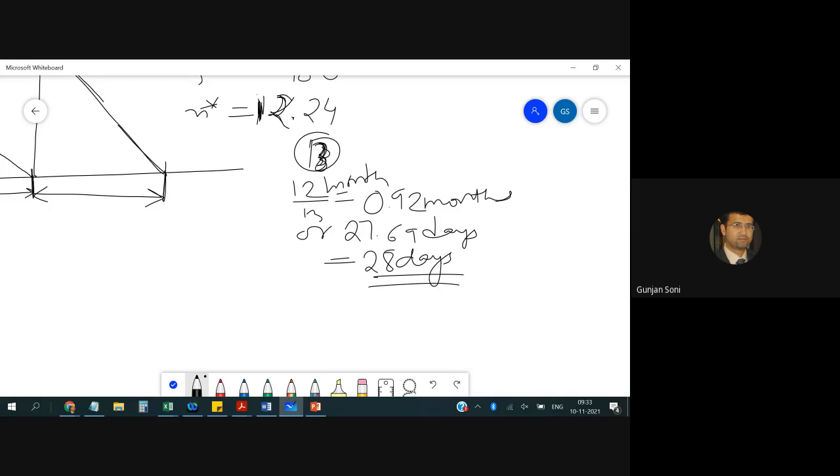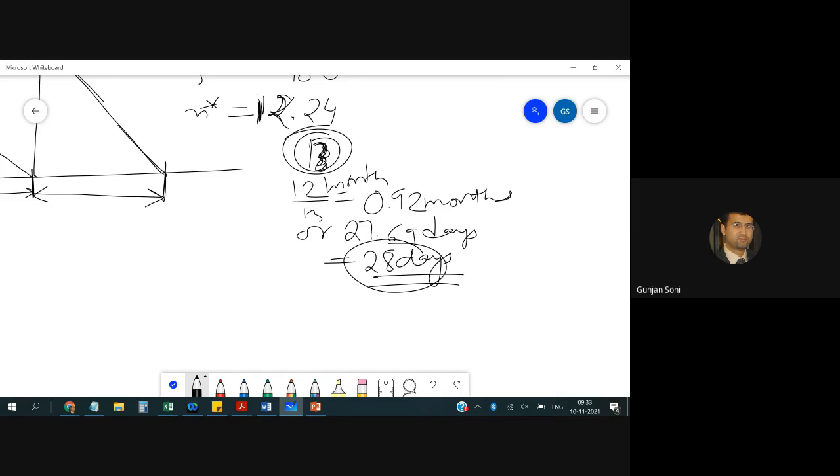Now there's one thing. We have rounded it off twice. We have rounded it off here, and we have rounded it off here. So what should be the right practice? Shall we do it twice rounding or shall we do it at the end? Sir, at the end. Right.